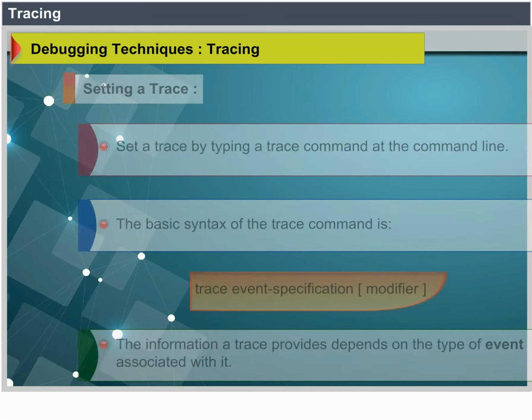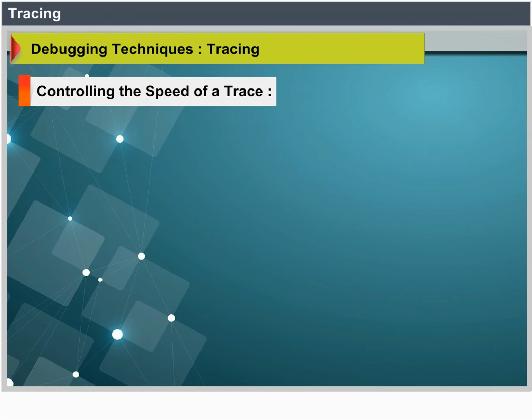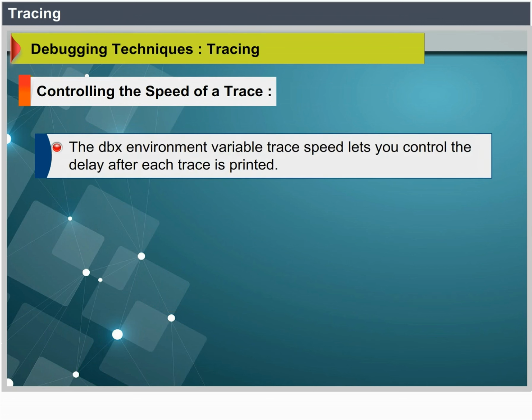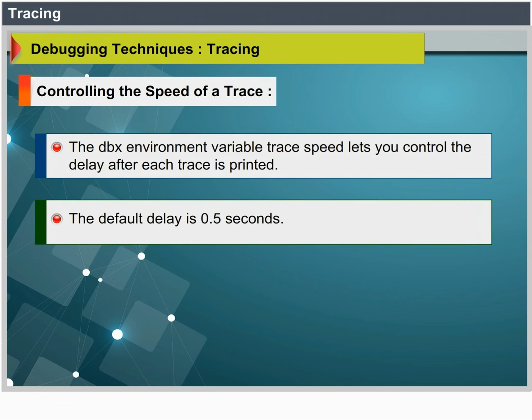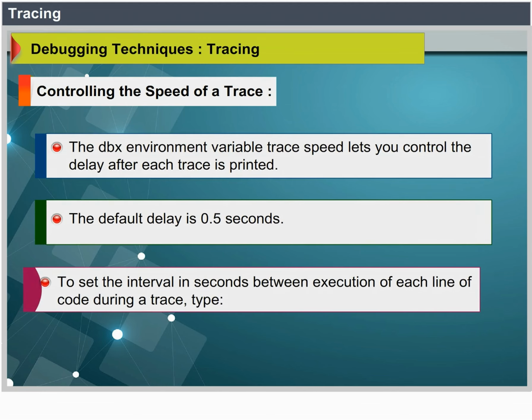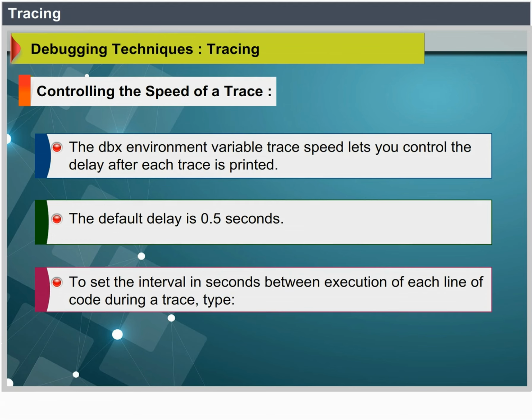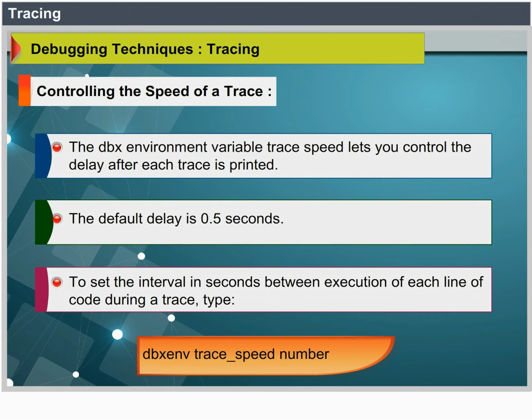Controlling the speed of a trace. The dbx environment variable trace speed lets you control the delay after each trace is printed. The default delay is 0.5 seconds. To set the interval in seconds between execution of each line of code during a trace, type dbxenv trace speed number.